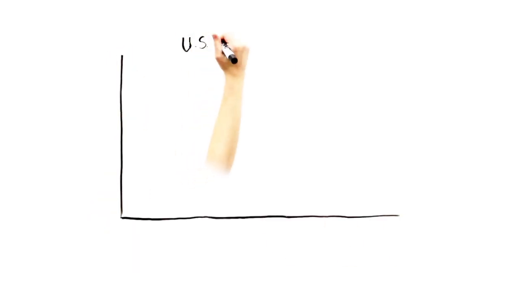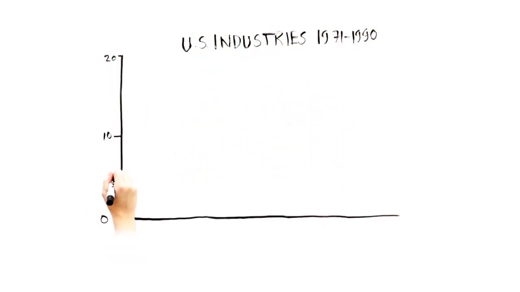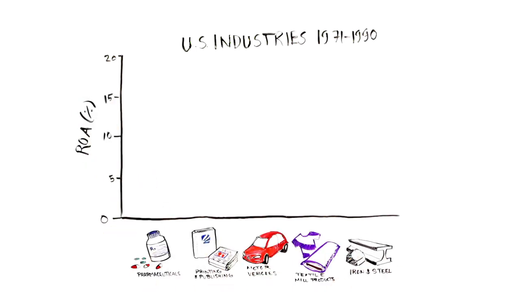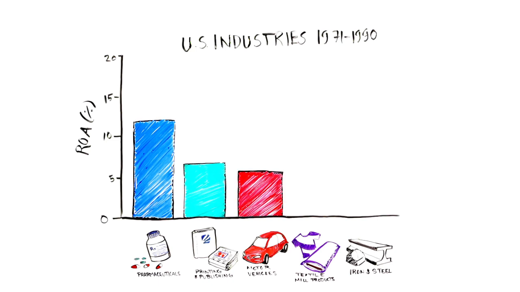To highlight this point, let's take a look at the average profitability of standard U.S. industries from 1971 to 1990. Here you can see that there is wide variation in profitability across industries. Some industries are far more profitable than others, which makes them much more attractive. These are the kinds of statistics that industry analysis is designed to explain. And quite frankly, industry analysis does a nice job of explaining this variation in industry profitability.